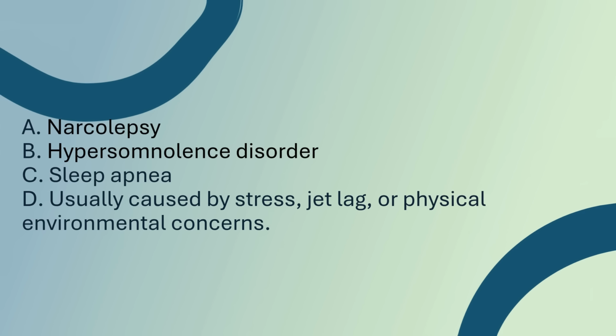So the last choice is D, usually caused by stress, jet lag, or physical environmental concerns. Ding, ding, ding. That's the correct answer. So transient insomnia is short term. It usually lasts less than 1 week, and it's commonly triggered by temporary stress, travel, or environmental factors like light, noise, or temperature. So it's going to help you to remember that transient insomnia is usually about 1 week.